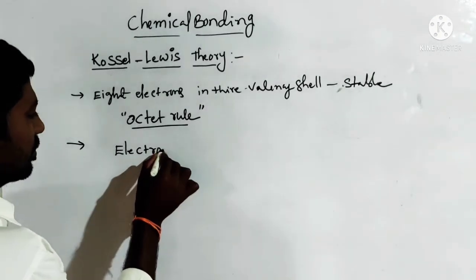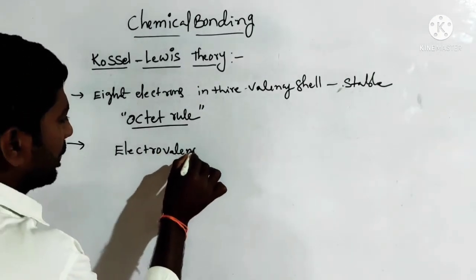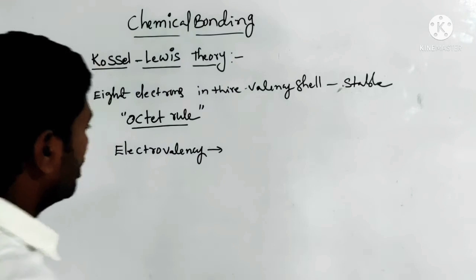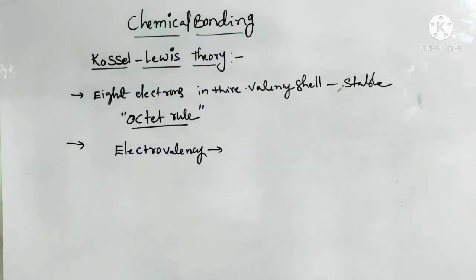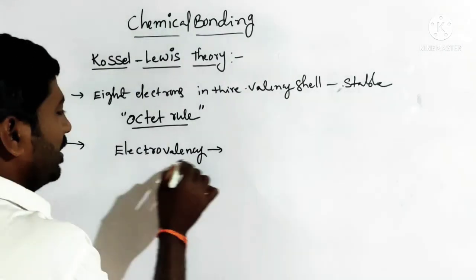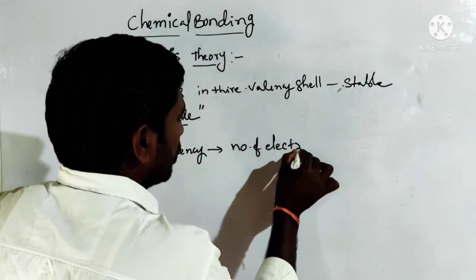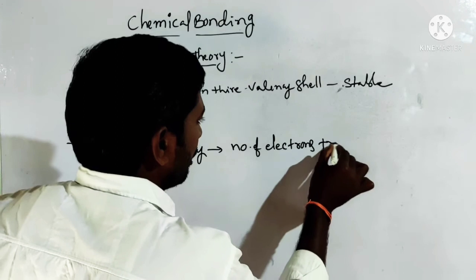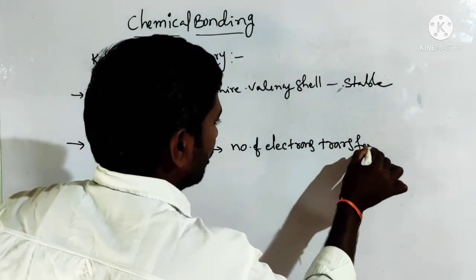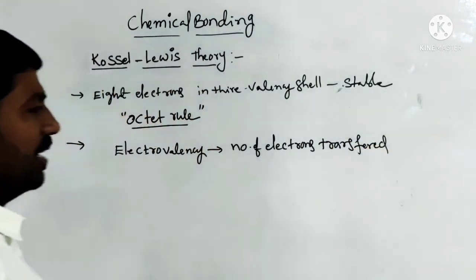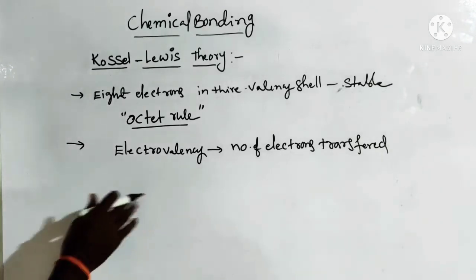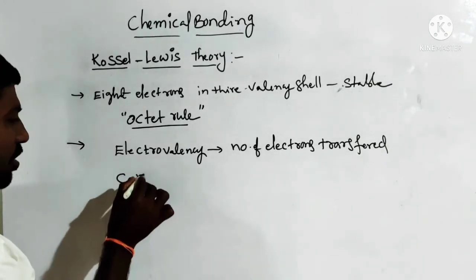What is electrovalency? Electrovalency means the number of electrons transferred. The number of electrons transferred we call electrovalency. Now, covalency is another word.